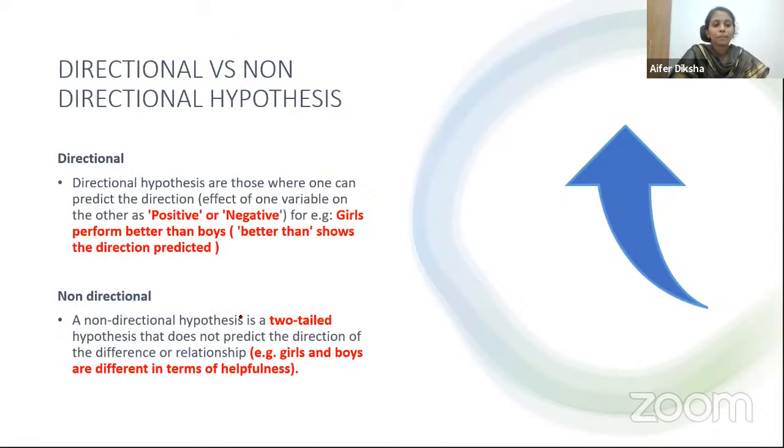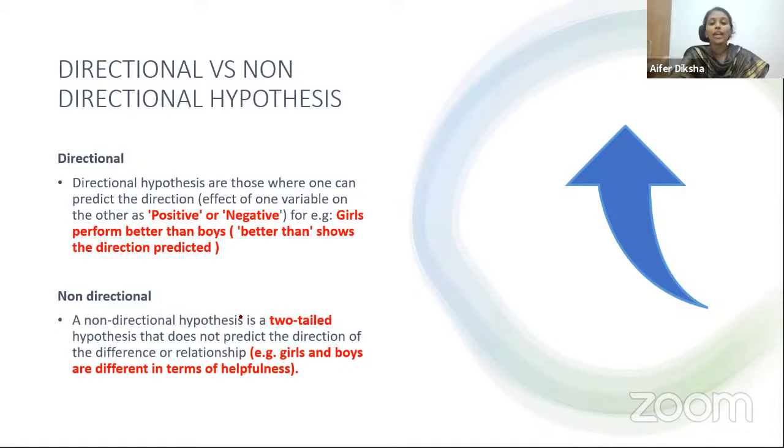So what is meant by directional versus non-directional hypothesis? Directional hypothesis means we can predict the direction of the result. It shows the relationship between two variables. It's also called a one-tailed hypothesis. I will tell you an example. We can consider that girls perform better than boys. Girls perform better than boys means it's a positive relationship. So here we have the direction. So it is called a directional hypothesis or one-tailed hypothesis.